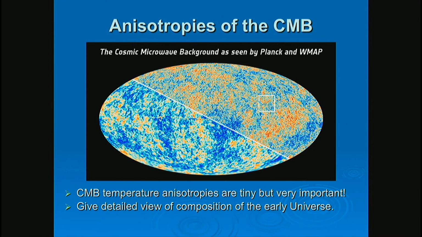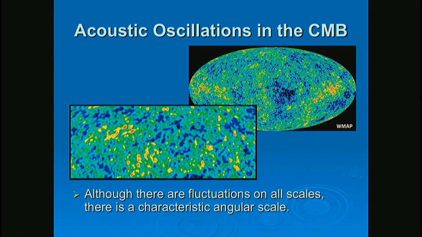So these fluctuations are tiny, only a part in 100,000, but they're incredibly important because the details of these little ripples are actually telling us about the composition of the very early universe and about a fair number of other things as well, but they're really exceptional for measuring composition. So let's try to understand that. Well, now we're going to get into this idea of the acoustic oscillation.